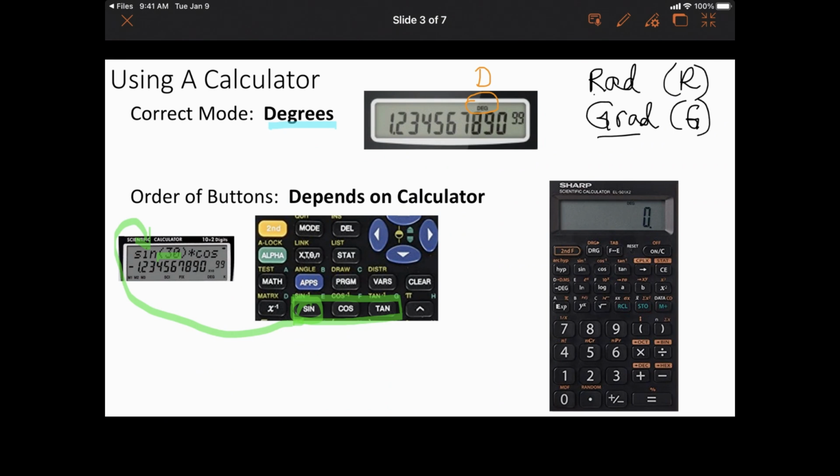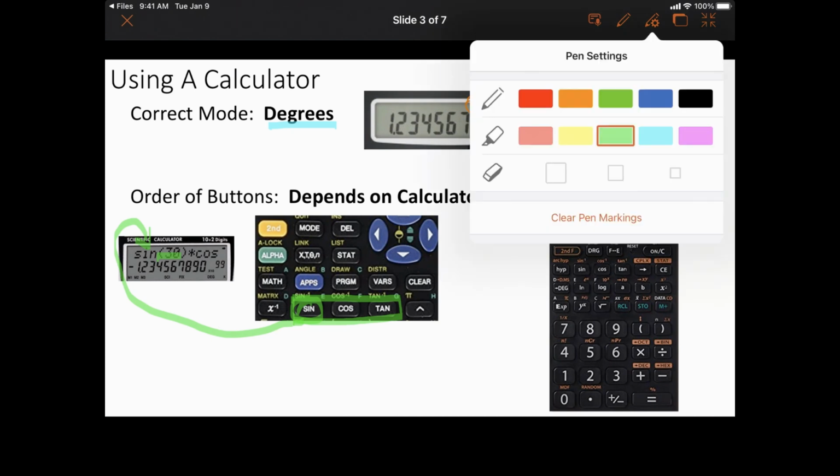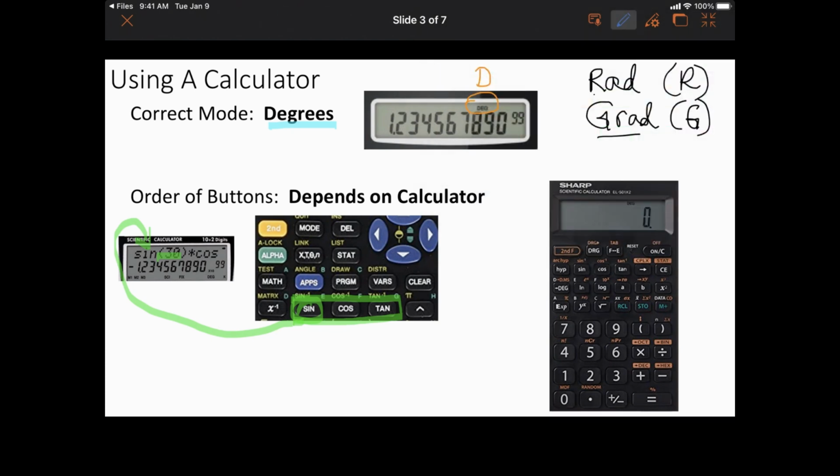But this is an older calculator. I actually have one of these in my classroom. If you hit sine and no words pop up, nothing, you're going to type the numbers first. So you have the numbers, and then second you type in sine, cosine, or tangent, the trig function. It really just depends, and you have to figure it out on your calculator.